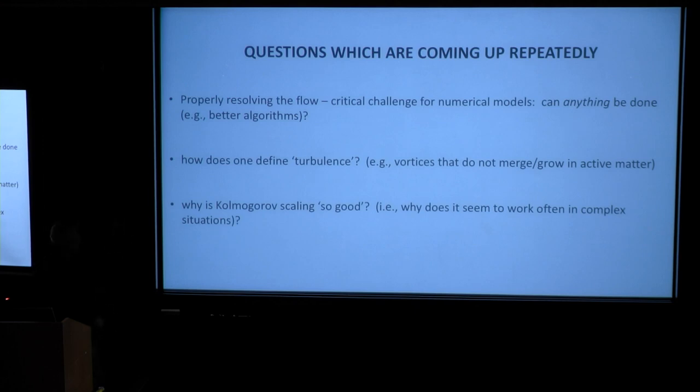Why don't we start with the first one? And if you feel like we discussed the second one, we can jump to the third one. So the first one is this problem that Ethan mentioned several times, but perhaps not directly: this critical challenge for numerical models. I sum it up basically as the problem of properly resolving the flow. This has been a critical problem ever since we started solving Navier-Stokes numerically.